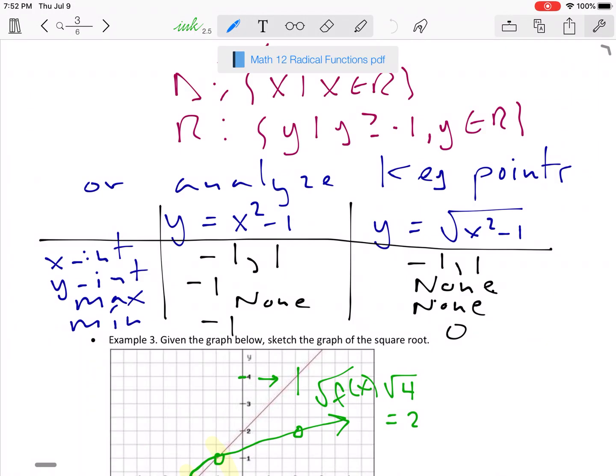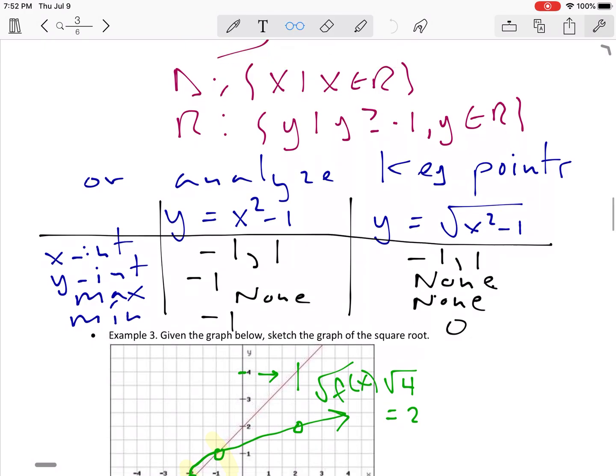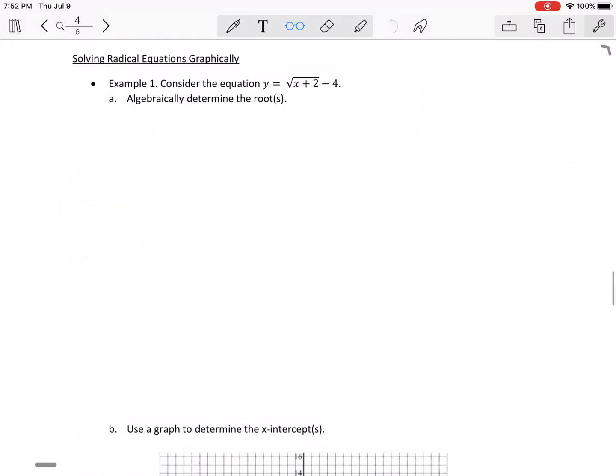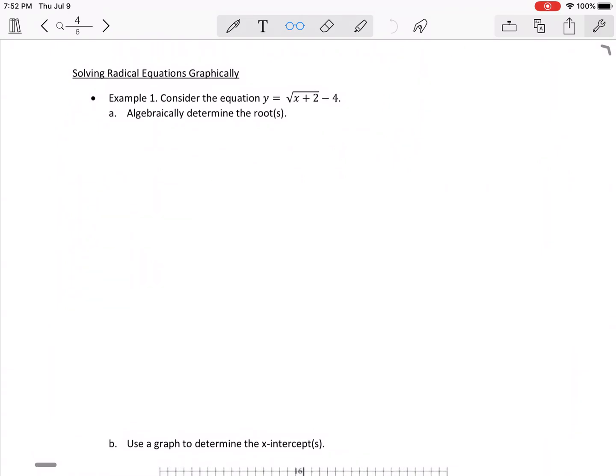Hi class. So we'll look at the final section of unit number 2, which is looking at solving radical equations. So we've done this kind of stuff before in Math 11, but we'll kind of use the graphing as well. So let's look at the first one here. Let's do this algebraically first, and then we'll do it with the graphing.